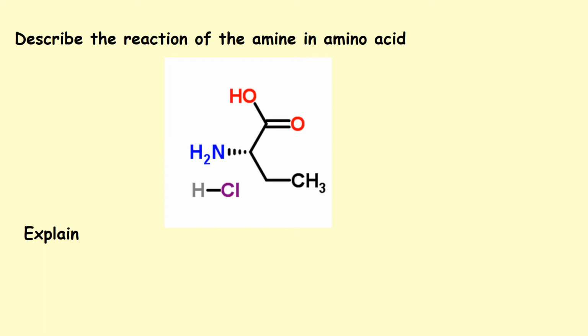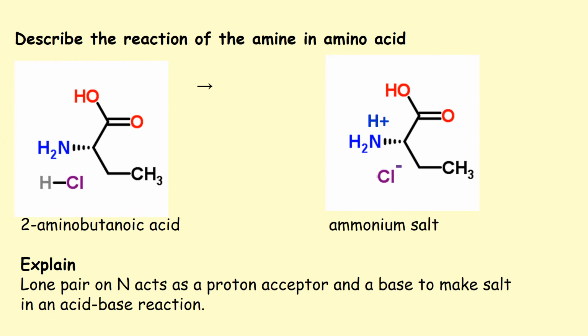Right, so we are now going to look at the reactions of amino acids, and they're interesting because they've got a basic group, which is your NH2, and they've also got an acidic group, which is your COOH. Please remember to put a lone pair on that NH2, like we agreed to do a while back. Okay, so describe the reaction of the amine in amino acid. In this case, the amine in the amino acid itself is reacting with hydrochloric acid.